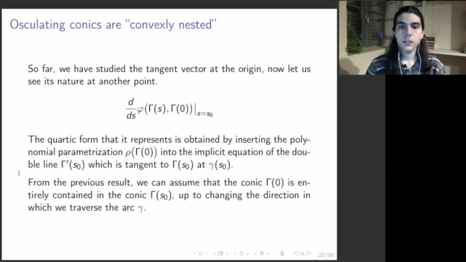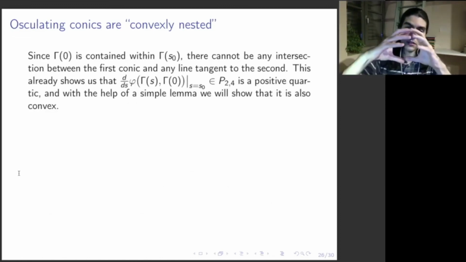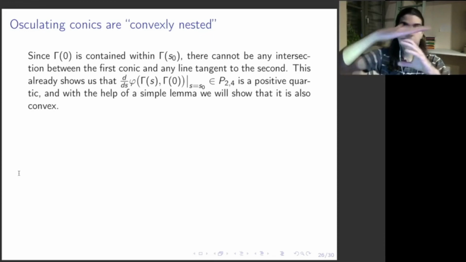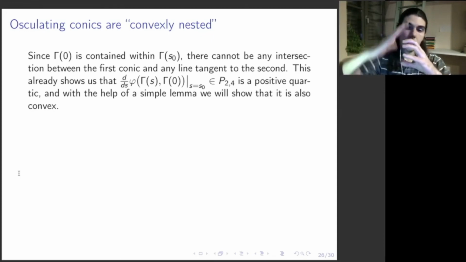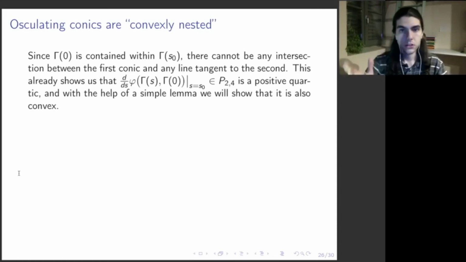And from the previous result, we can assume that the conic gamma 0 is entirely contained in the conic gamma s0 as long as we change the direction in which we traverse the arc gamma, right? So we'll suppose that the osculating conics are getting larger and larger. Since the first conic is entirely contained in the following, if we take the polynomial parametrization, it will never intersect the tangent line because the tangent line to this bigger conic never enters the inside of this conic. Okay, and this already shows that the tangent vector of this path is a positive polynomial, a positive quartic. But we want to show more. We want to show that it is convex as well, which is what we need.